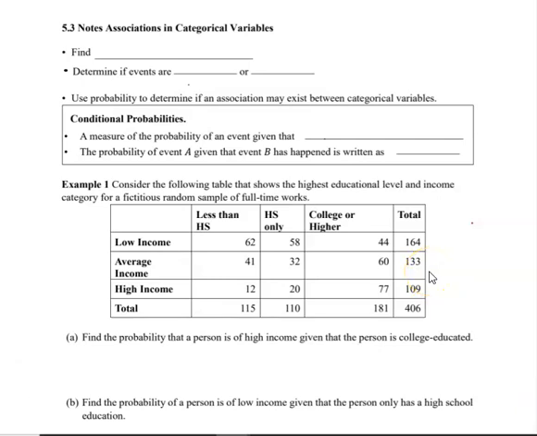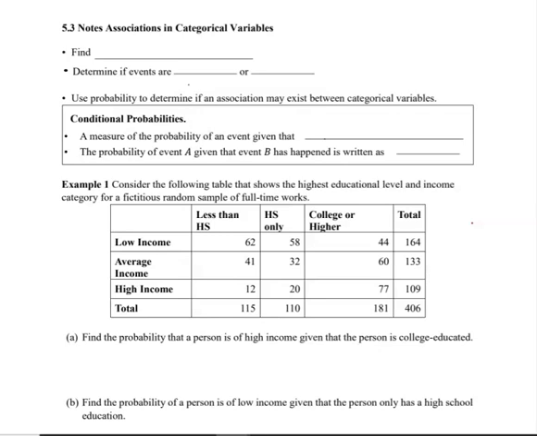Hi guys, let's take a look at section 5.3, which is on associations between categorical variables. Really, we're still talking about probabilities, but we're getting into a few more different types of probabilities and how we can look at two categorical variables that may be related.